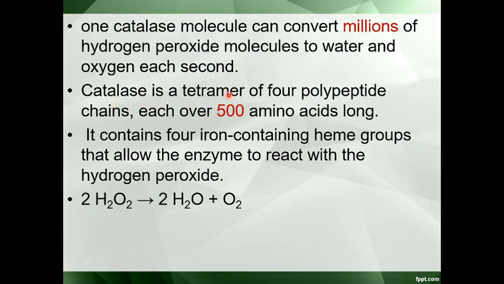Catalase is a tetramer composed of 4 polypeptide chains, each over 500 amino acids long. It contains 4 iron-containing heme groups that allow the enzyme to react with hydrogen peroxide. And you can see here hydrogen peroxide is decomposed to water and oxygen.